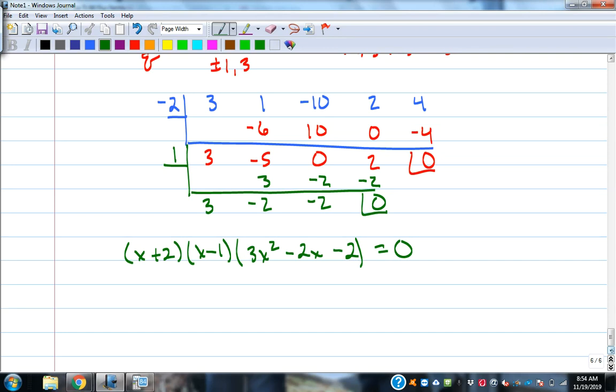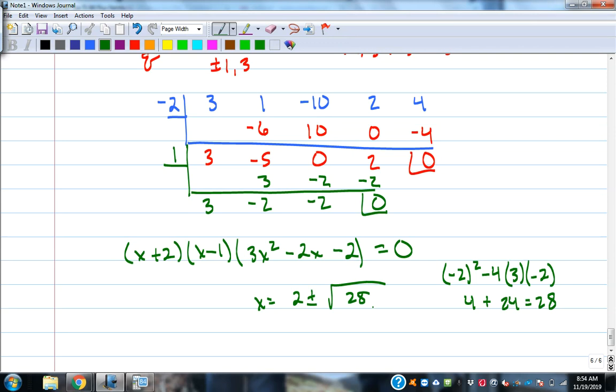If we tried the x method on this, we need something that multiplies to be -6 and adds to be -2. Is there anything that multiplies to be -6 and adds to be -2? No, doesn't work. So we're not going to do that. I've got to do quadratic formula now then. So -2 squared minus 4 times a times c. 4 plus 24 is 28. 2 real solutions out of that.